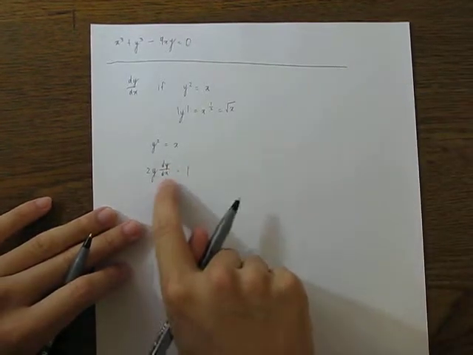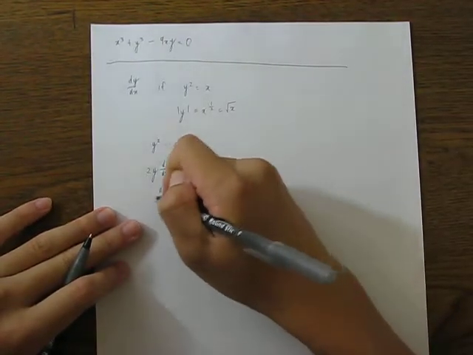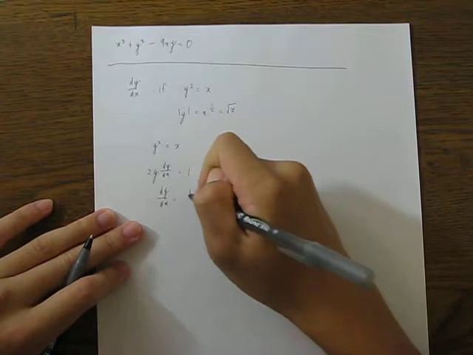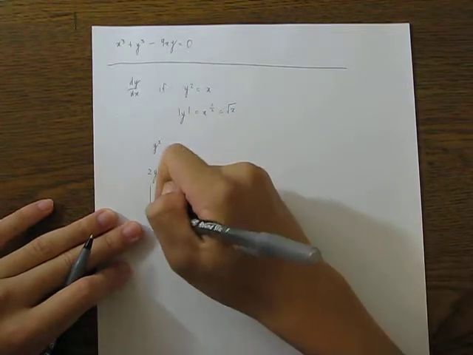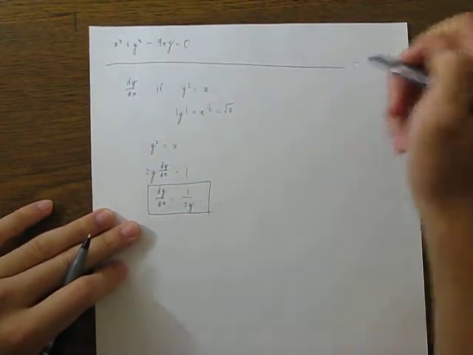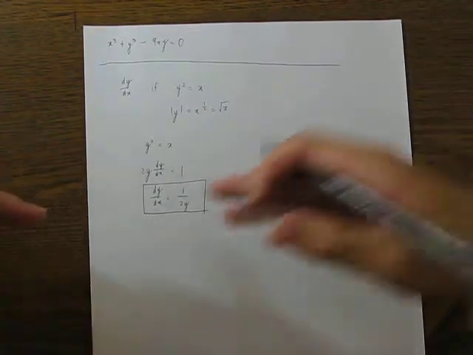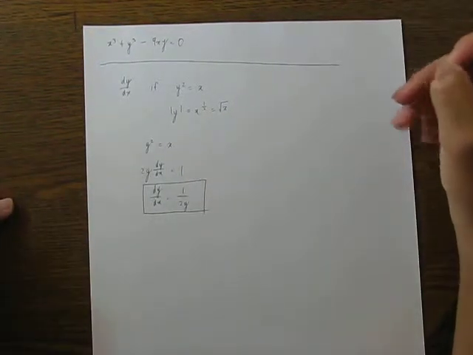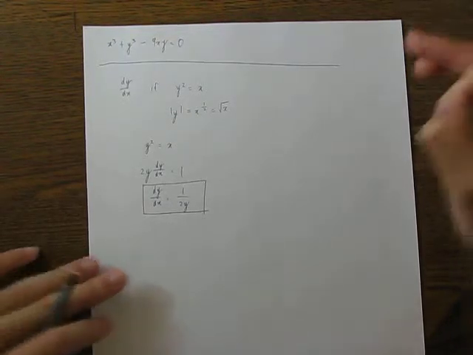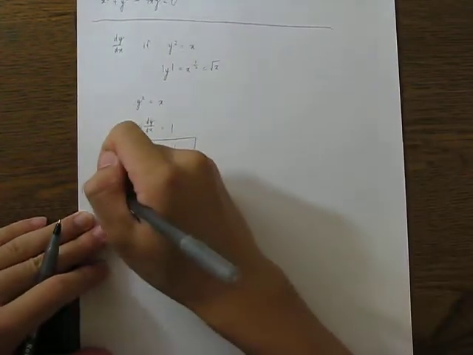So next, what you're going to do is you're going to find that dy over dx is equal to 1 over 2y. All right, right there. There you go. That is your derivative. Okay. Now that wasn't too hard. Let's do a slightly more challenging example to reinforce that idea.